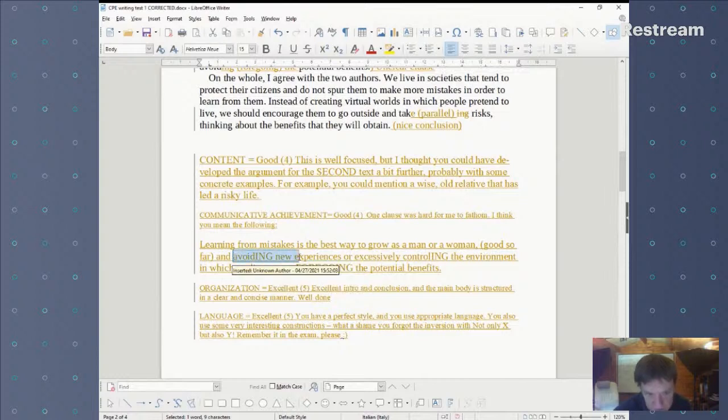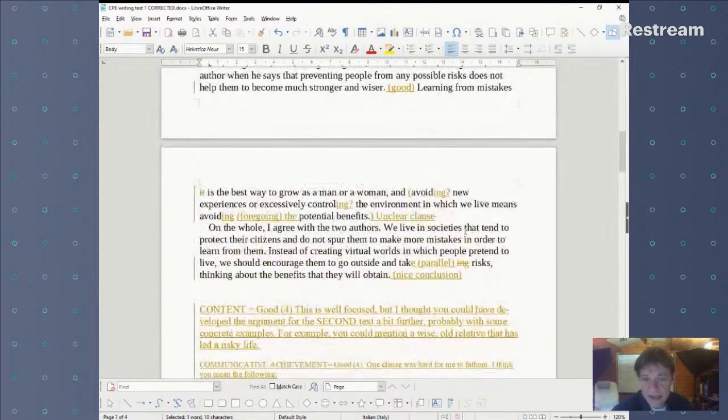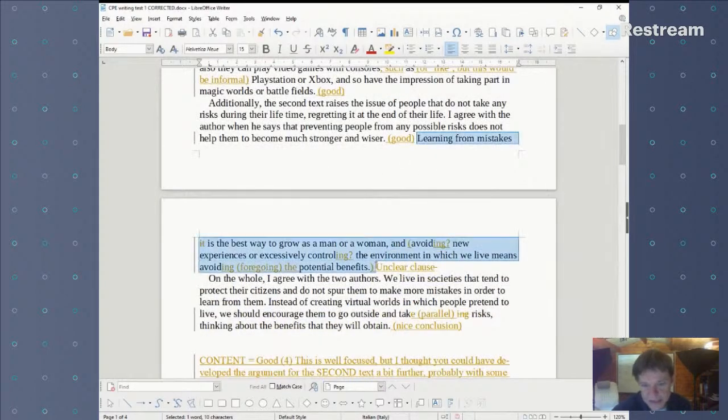Because then we've got gerund as the subject of means, yeah, avoiding new experiences. Then we've got a conjunction, or controlling the environment in which we live means foregoing the potential benefits, and that's the object of means. So I hope you can see that thinking about parallel structure is how we tidy up that sentence. It's how we actually get a good understanding of what the writer means. Yeah, if you use that parallel structure, you do get a good understanding. You get a very clear message across to your reader.